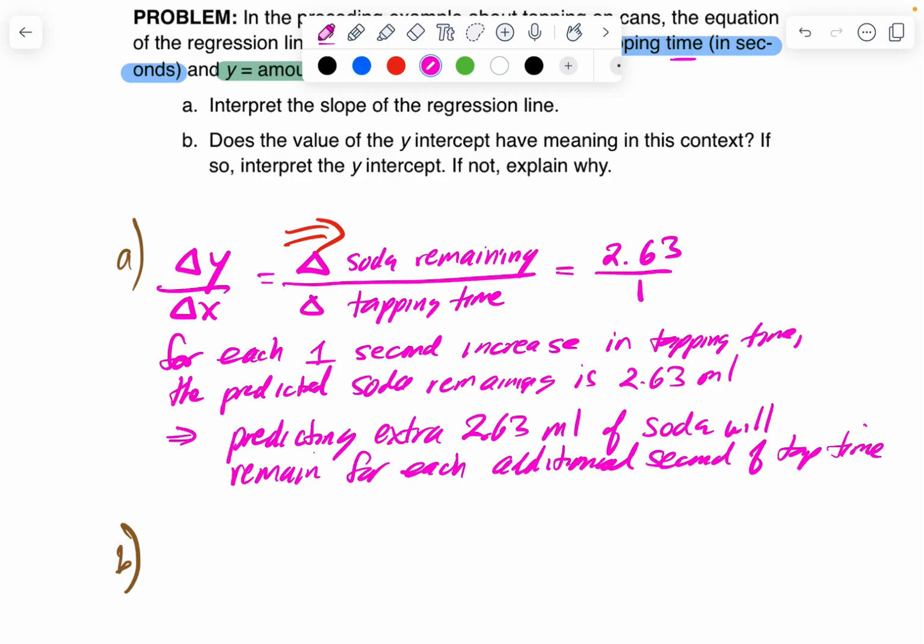For part B, we'll talk about the value of the y-intercept, and it says, does the value of the y-intercept have meaning in this context? And that is yes, because it does make sense to take a can of soda and tap for 0 seconds. It's totally allowed. You can just grab the can and open it right off the bat.